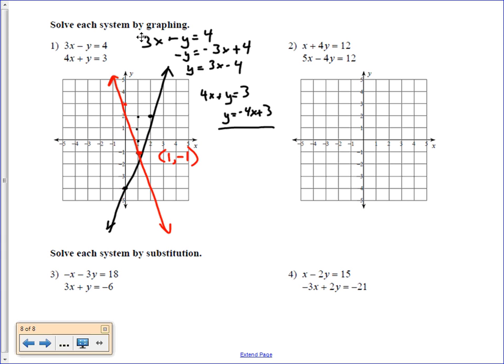This is what I was alluding to earlier. Take the second, 3 times 1 is 3, minus a negative y, that gives me 4. 4 times 1 is 4, minus 1 gives me 3. This point solves both equations. This system has one solution, so we say it's independent.